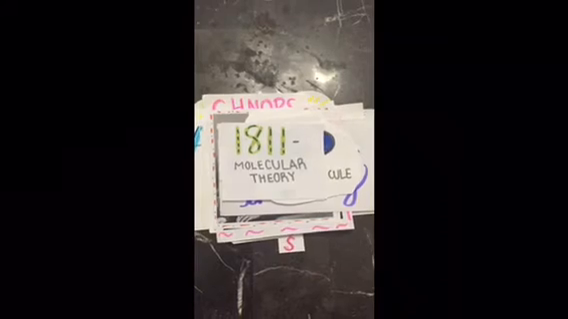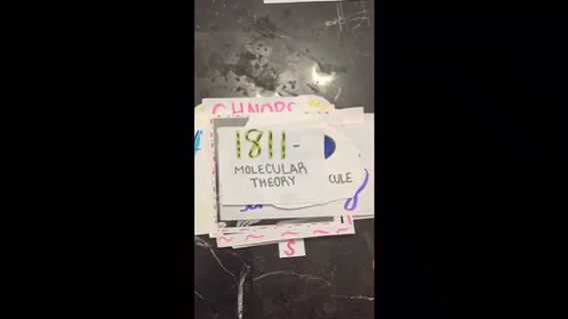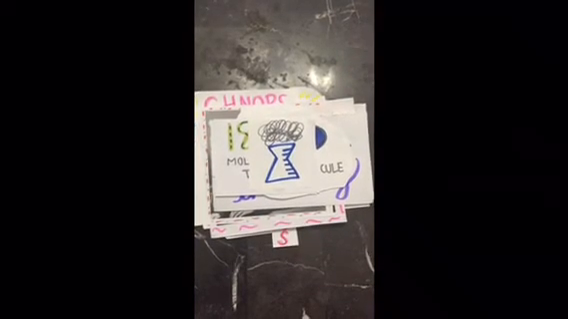Avogadro was also connected to Joseph Gay-Lussac, who created the law of combining gas volumes. Avogadro hoped to explain his research, and that is how he came up with his hypothesis.